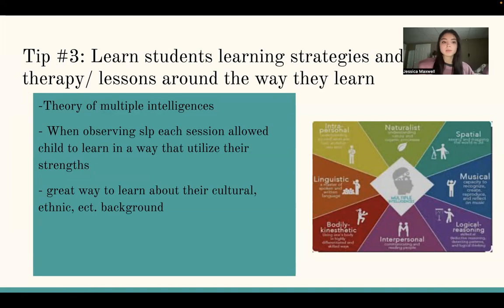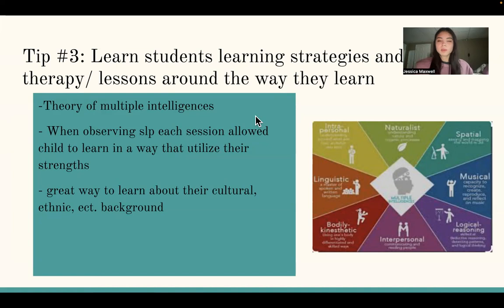I kind of base this around the theory of multiple intelligences, which Howard Gardner came up with. You can see in this picture, it was based off of the belief back in the olden days that there was intelligence, you either had it or you didn't. This theory proves that all people can be intelligent, but there's just different types. So people have their strengths and their weaknesses.